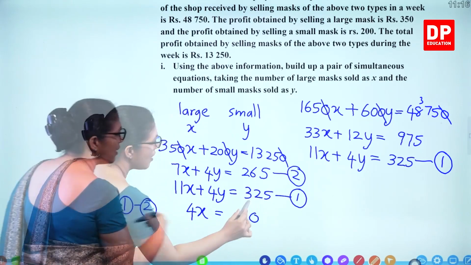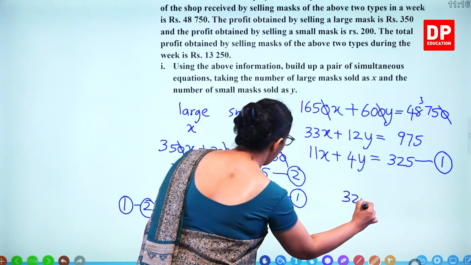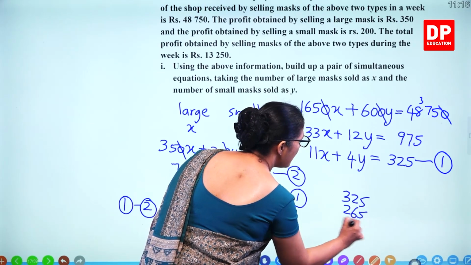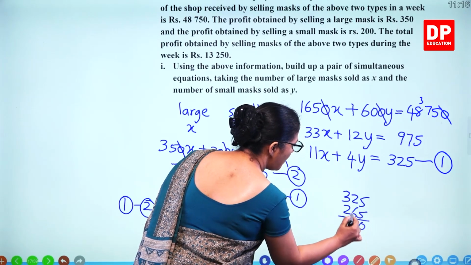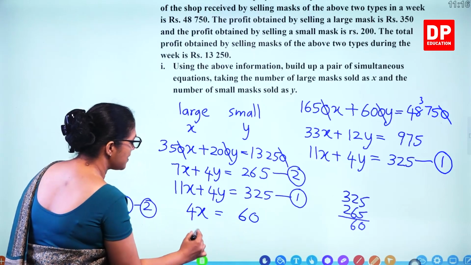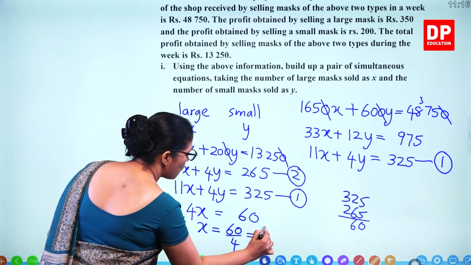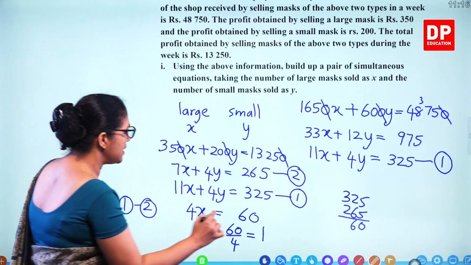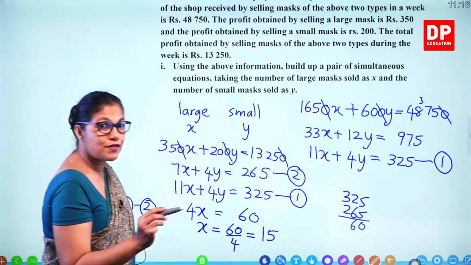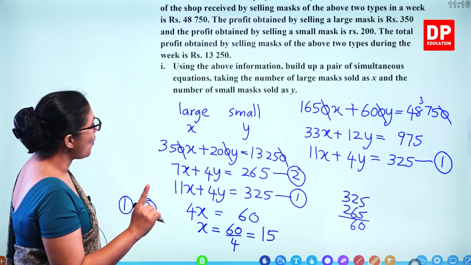Subtract these two: 325 minus 265, so 60 is the answer. So, what is x? 60 divided by 4. 4 times 1, 4. For 20, that's 5. X is 15.